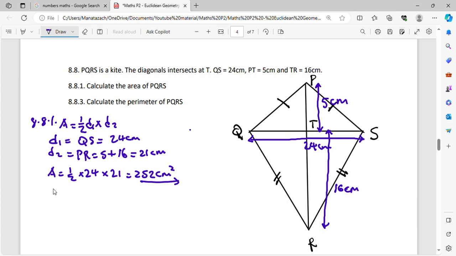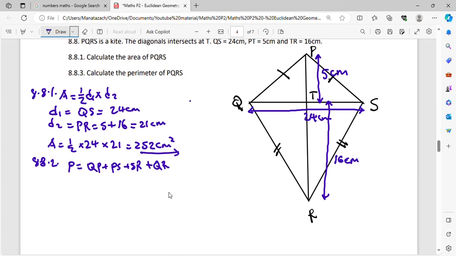Now let's go to 8.82. Calculate the perimeter for PQRS. So the perimeter for a kite is going to be QP plus PS plus SR plus QR.